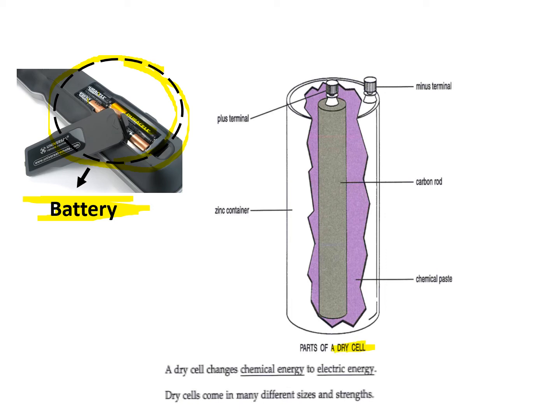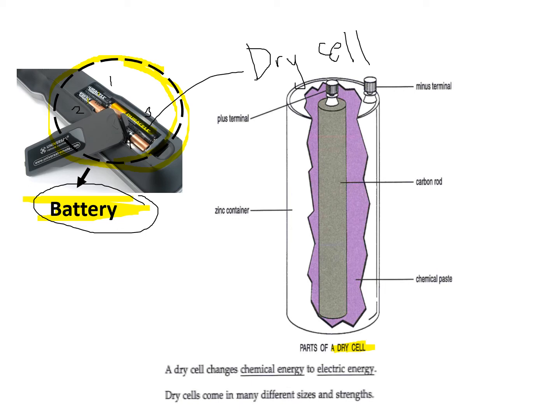So one is a dry cell, just this one is a dry cell, okay? And then one, two, three, four together, I will have a battery. So every time you have more than one dry cell, we call that a battery. So a battery is made of two or more dry cells, okay?